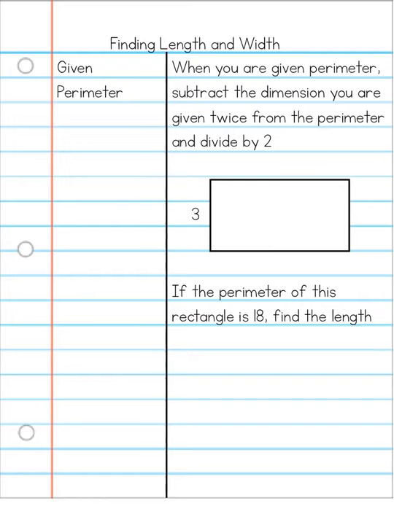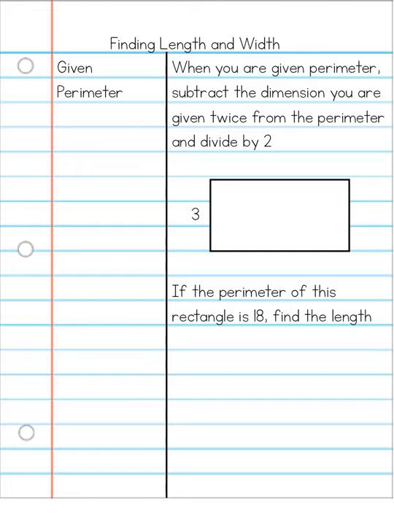Hey guys, this lesson is on finding the length and the width when we're given the perimeter and the area. We're going to start with what to do when you're given the perimeter. When you are given the perimeter, you're going to subtract the dimension you are given twice from the perimeter and divide the answer by 2. So let's look at an example problem.